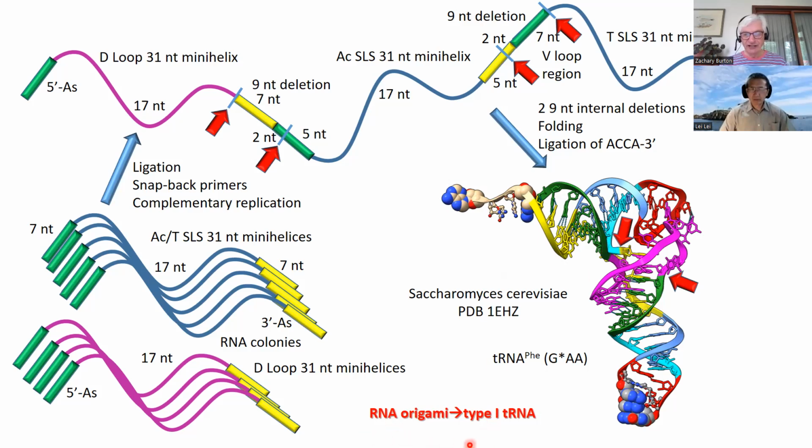So RNA origami generates type 1 tRNA and type 2 tRNA, and it involves ligation of similar and sometimes identical molecules, and then processing at this position and that position by internal 9 nucleotide deletions to generate type 1 and type 2 tRNA.